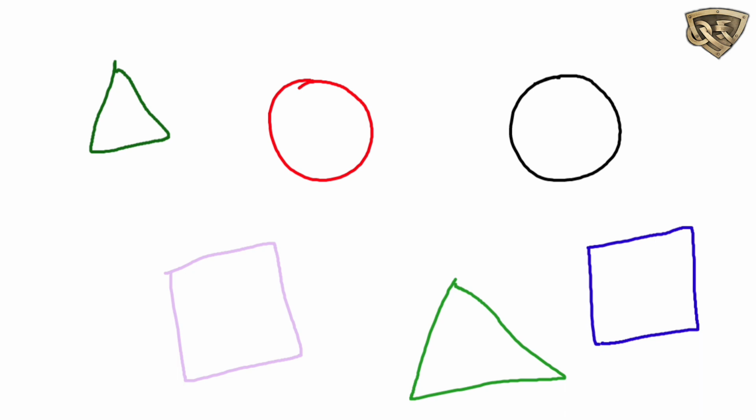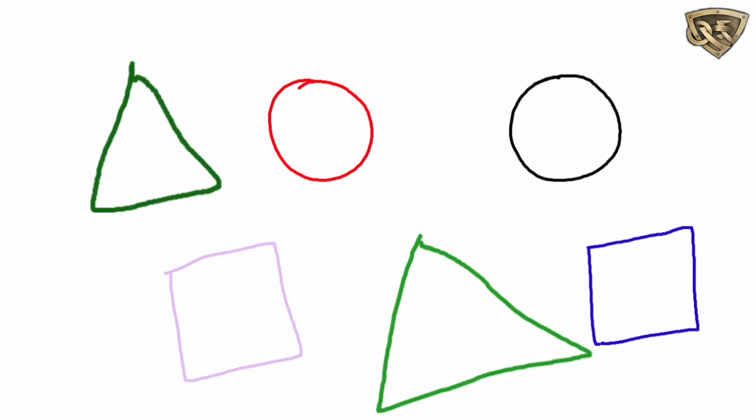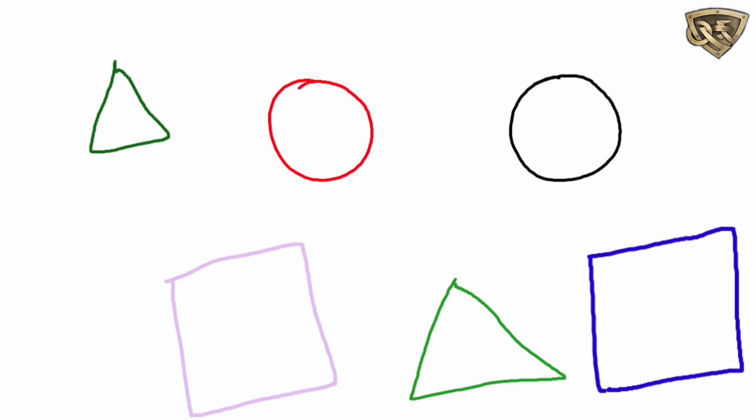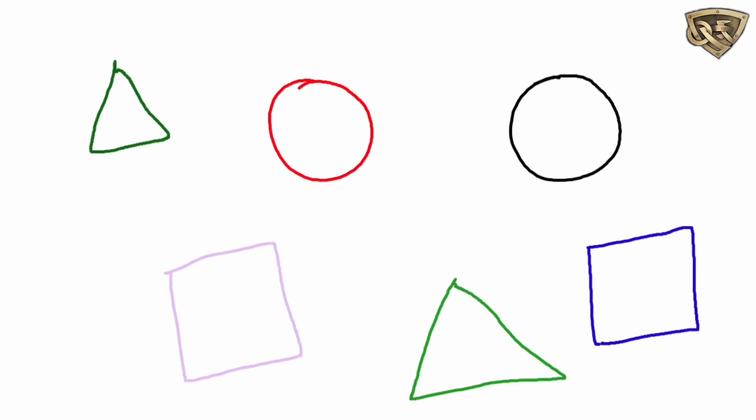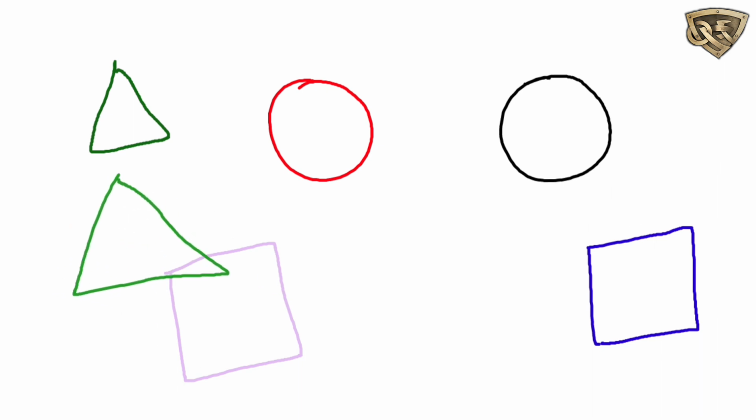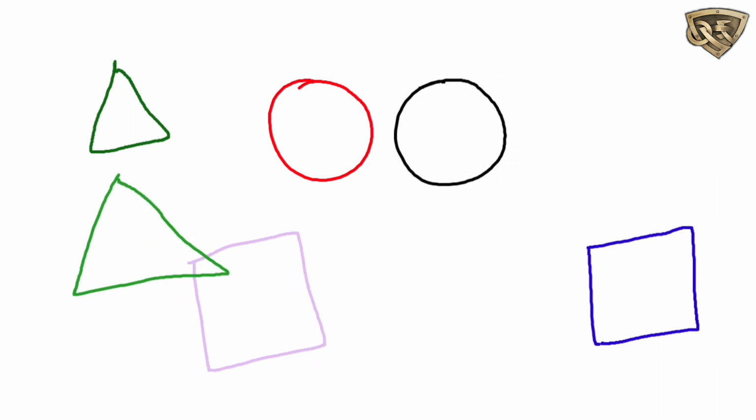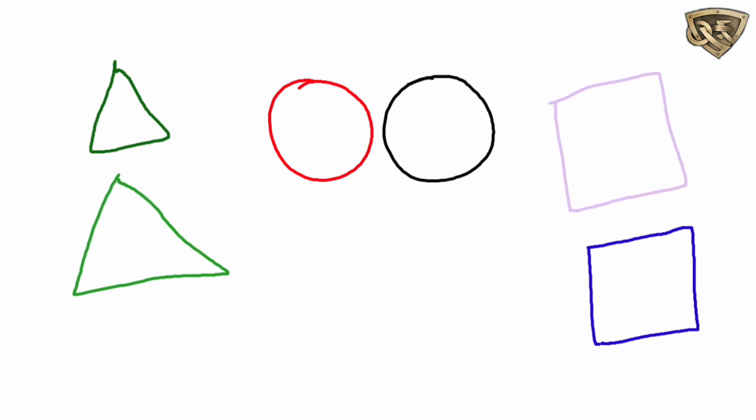In this example we can see that we have three different kinds of shapes: triangle, circle and square. So we will put triangles in one group, these circles in one group and these squares in one group. So every time we have different kinds of shapes, we have to recognize the shapes and separate them in groups. This kind of separation will be called sorting.